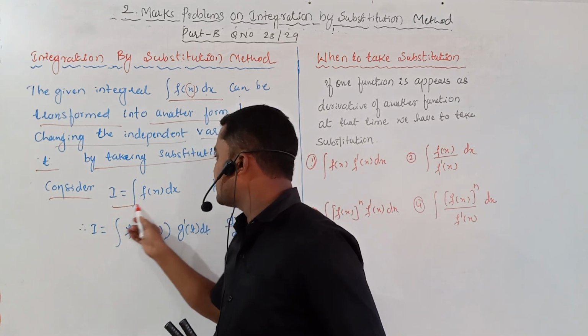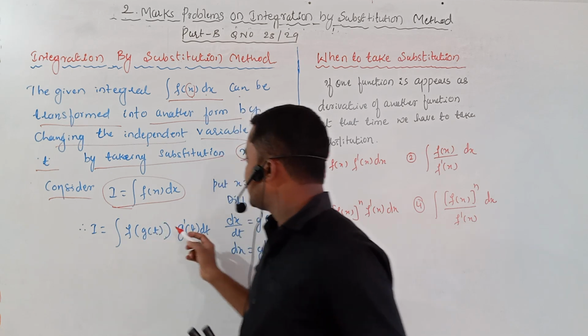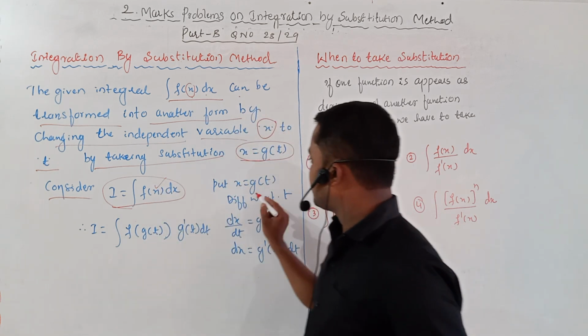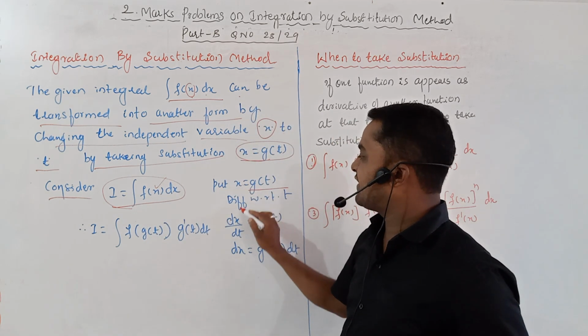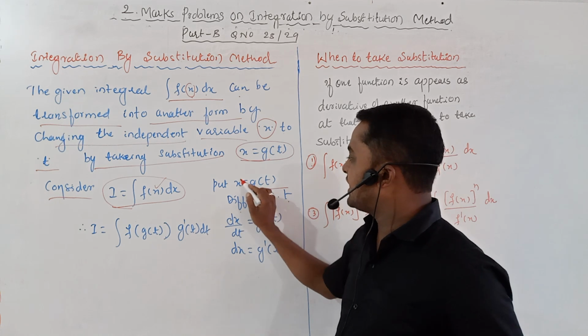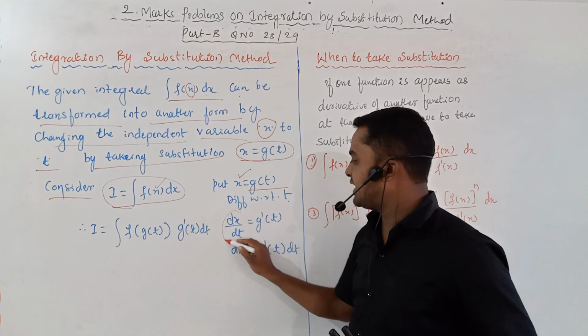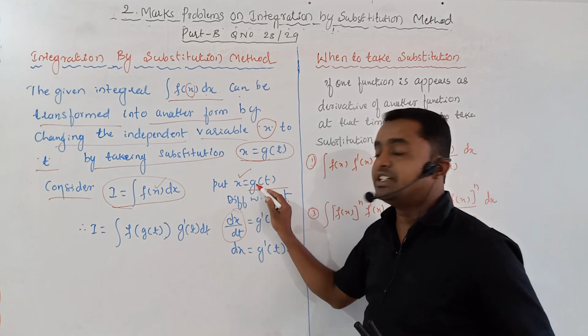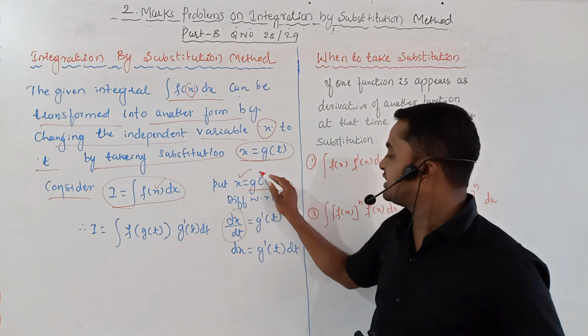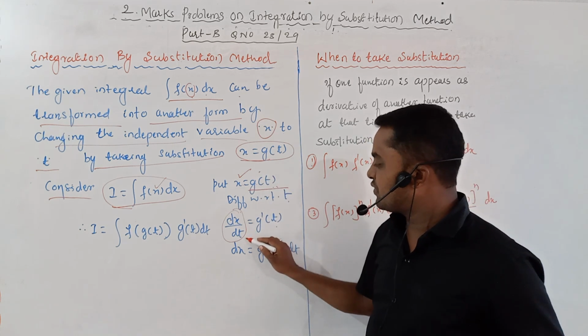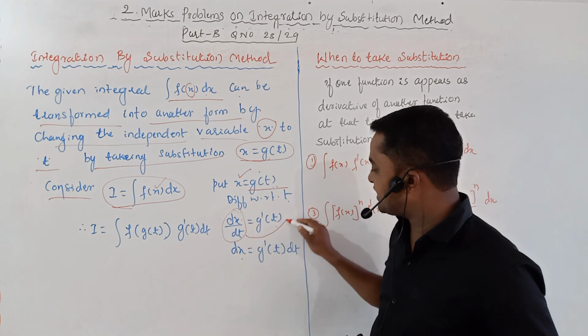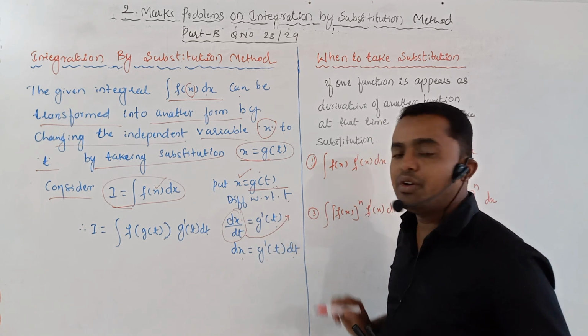Consider I is equal to integral of f of x dx. Now put x is equal to g of t and differentiate this with respect to t. Derivative of x with respect to t is dx by dt, and the derivative of g of t is g dash t. Now solve for dx. dx is equal to g dash of t into dt.